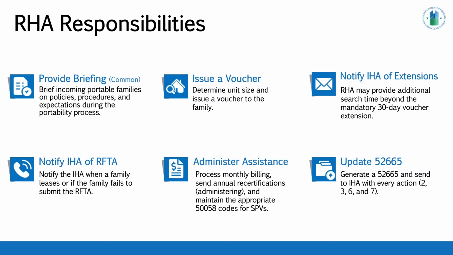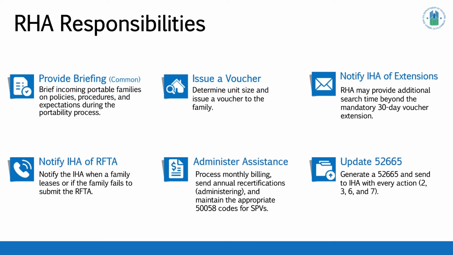The receiving housing authority must also issue a voucher to the family and notify the initial housing authority of any extensions that have been given. The RHA must also notify the initial housing authority when a family has leased up in their jurisdiction or if they fail to submit a request for tenancy approval within the required time frame.